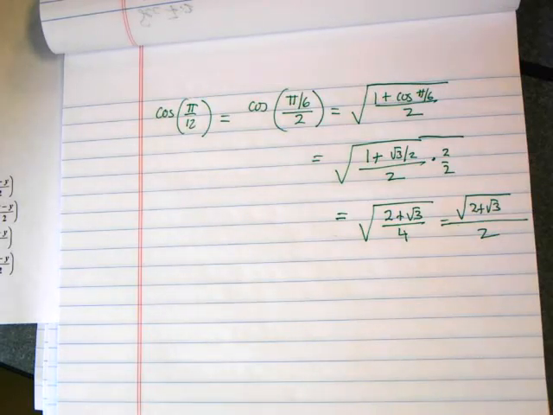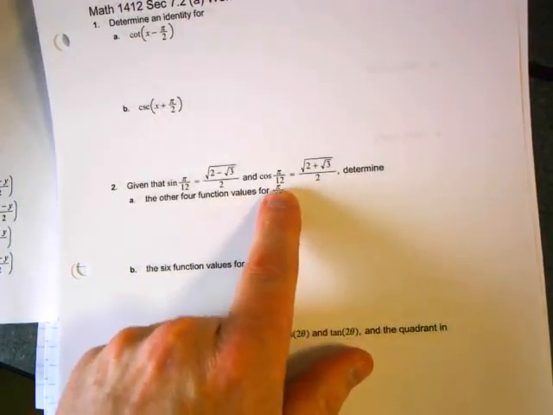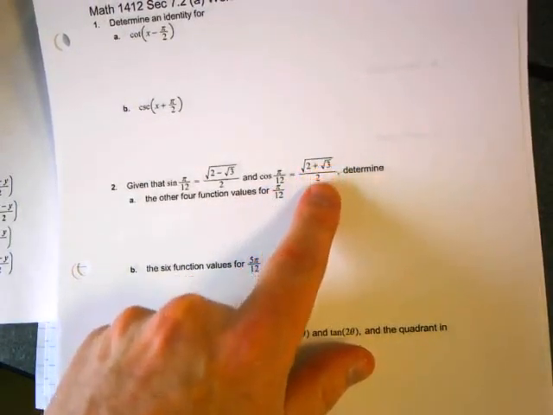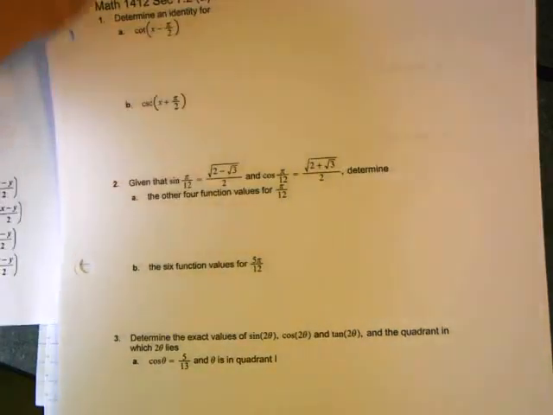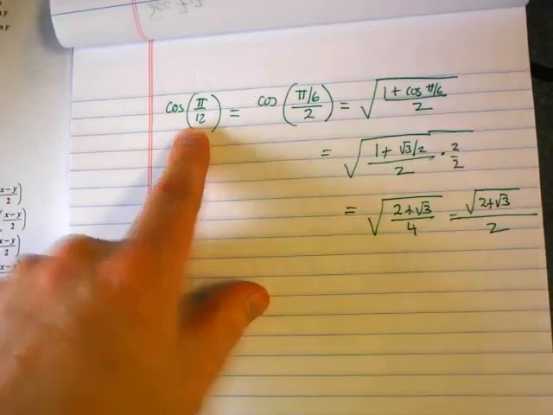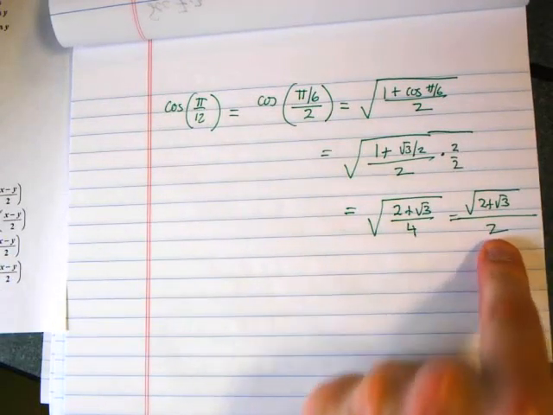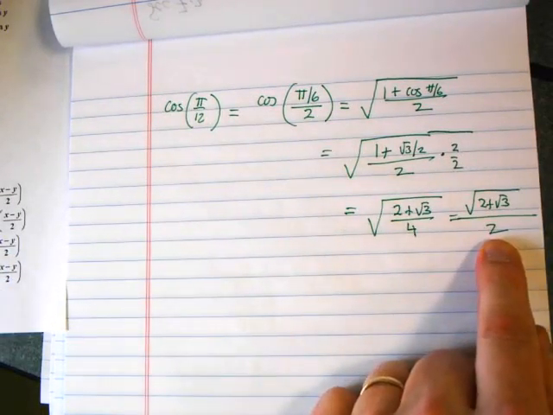So on that worksheet the other day, somebody asked me, how did I know the cosine of pi over 12 was that ugly number? What I had done to find the cosine of pi over 12 is I had used the half angle identity and got that answer. Questions on that?